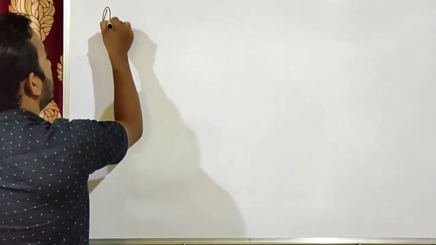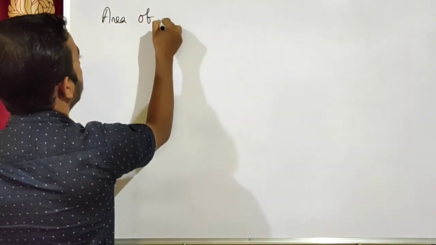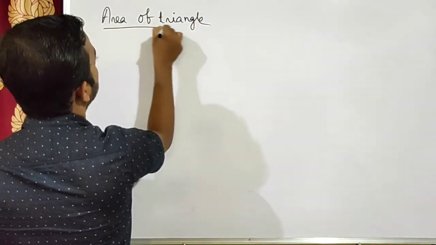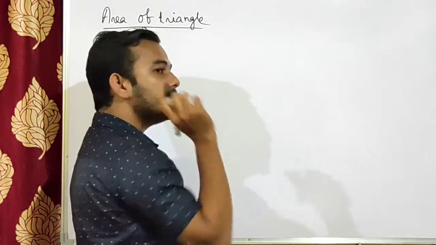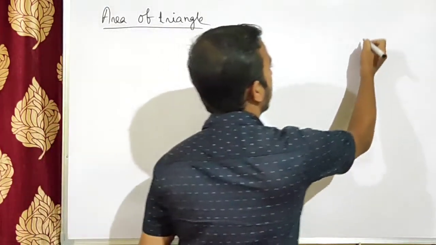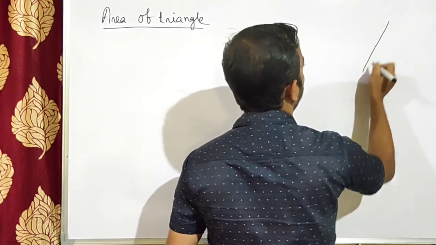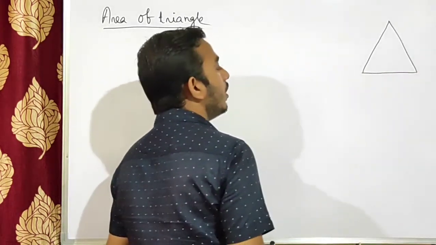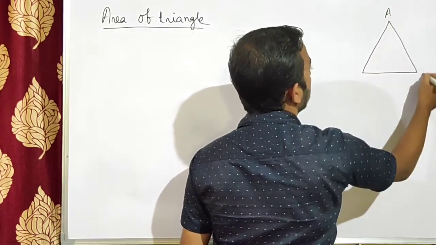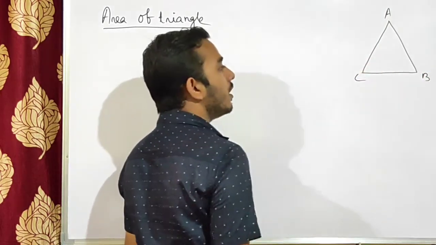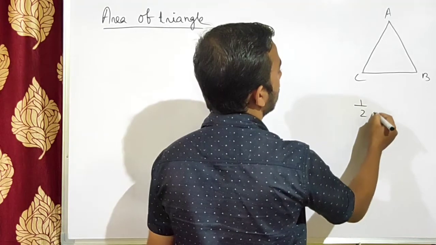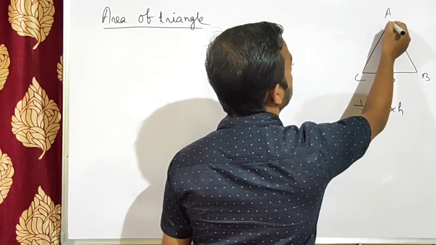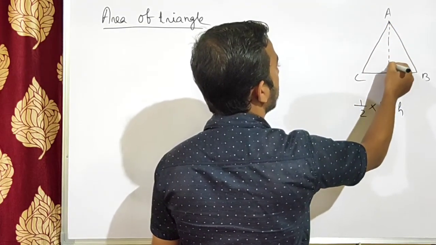Area of a triangle. What is a triangle? A triangle is a three-sided closed figure which has three angles. Let us draw one triangle and name it ABC. Now we can find the area of a triangle using the formula half into base into height. This is the base and this is its height.